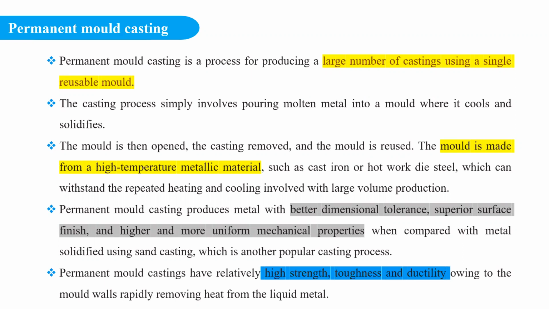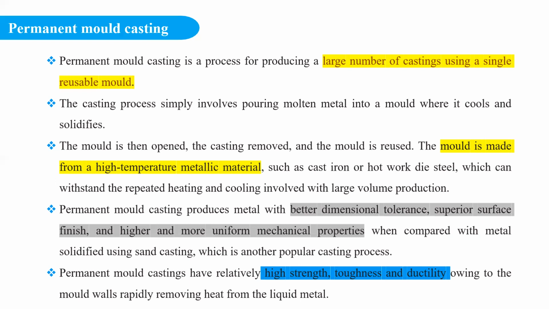The permanent mold die casting process is a process for producing a large number of castings using a single reusable mold. We already discussed the sand casting process, investment casting process, and shell molding process. In those processes, we use an expendable mold, which means once the solidification of the casting is done, the mold will be destroyed and we cannot reuse it. Whereas in permanent mold casting, the mold can be used many times and many castings can be made using a single reusable mold.